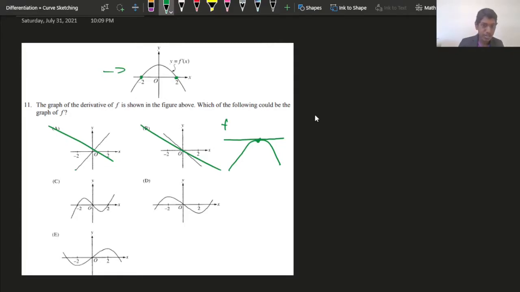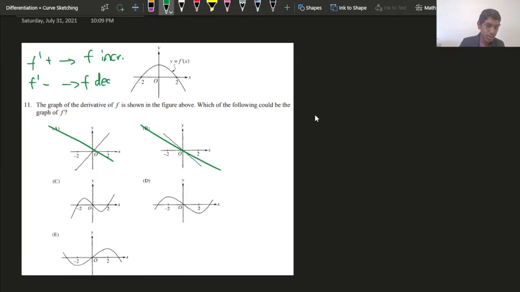So now let's look at the sign and the sign changes of f prime. On the graph of f, if f prime is positive, then f is going to increase. So maybe it looks something like this. So using that information, if f prime is positive, then f increases, and the other way around, if f prime is negative, then f decreases. We're going to use that with this graph.